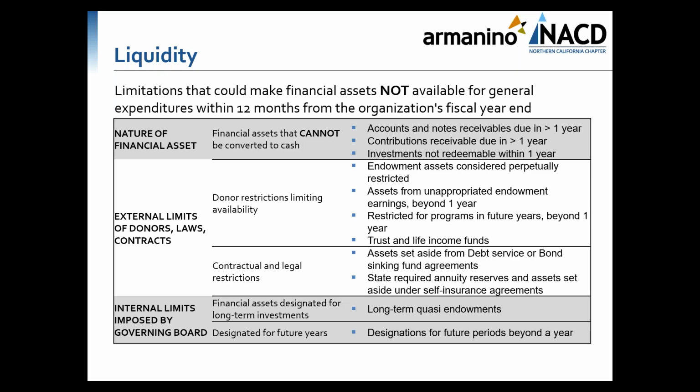Okay, so if we keep that in mind and move on to the next slide, when we're talking about liquidity, we've set the stage and talked about what constitutes a financial asset. Now we have to understand what scenarios could exist where these financial assets are not available. When we're looking at nonprofit organizations and analyzing why assets could be restricted, designated, or locked up for certain purposes, there are essentially three classifications where those situations could happen. It's dependent upon the nature of the financial asset, external limits such as donor agreements, laws, and contractual regulations, and then any internal limits that are imposed by governing boards.